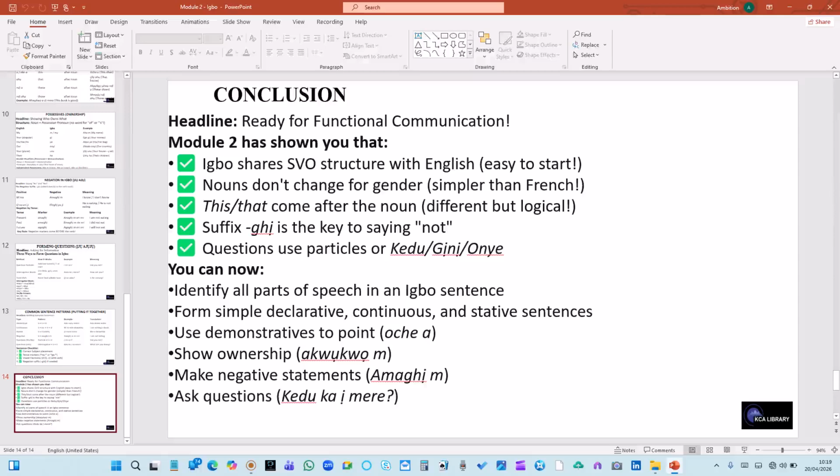Therefore, you can now identify all parts of speech in an Igbo sentence, form simple declarative, continuous and static sentences, use demonstratives to point, like oche ahụ, show ownership like akwụkwọ m, make negative statements like anaghị m, and then ask questions like kedu ka ị mere.